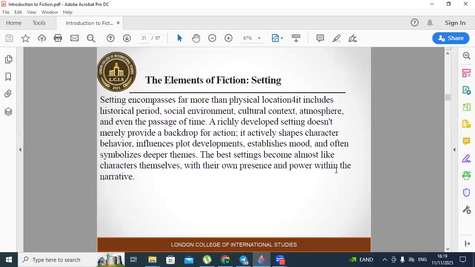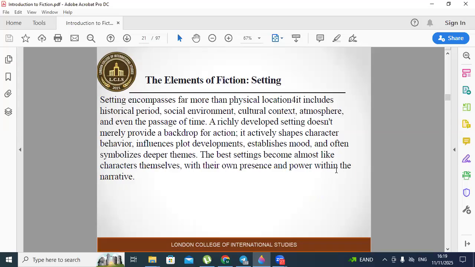Let's go to the elements of fiction: setting. Our third fundamental element is setting, far more than mere backdrop. Setting encompasses physical location, historical period, social environment, cultural context, atmosphere, and time's passage. It's not just where the story happens, but the complete world in which characters exist.